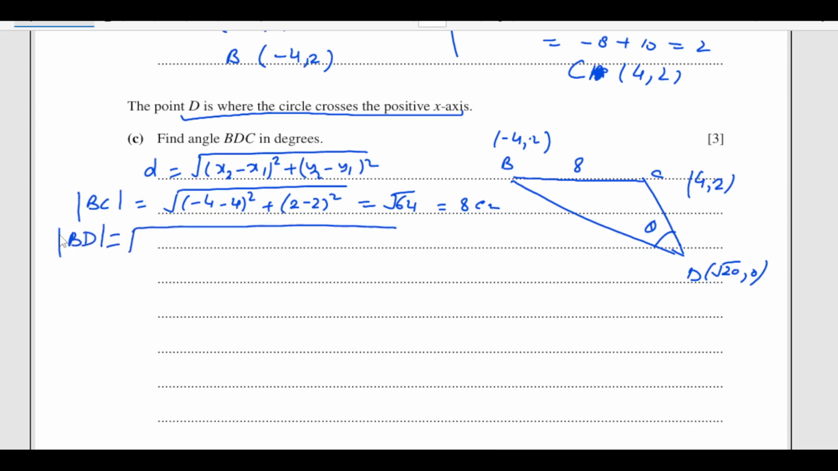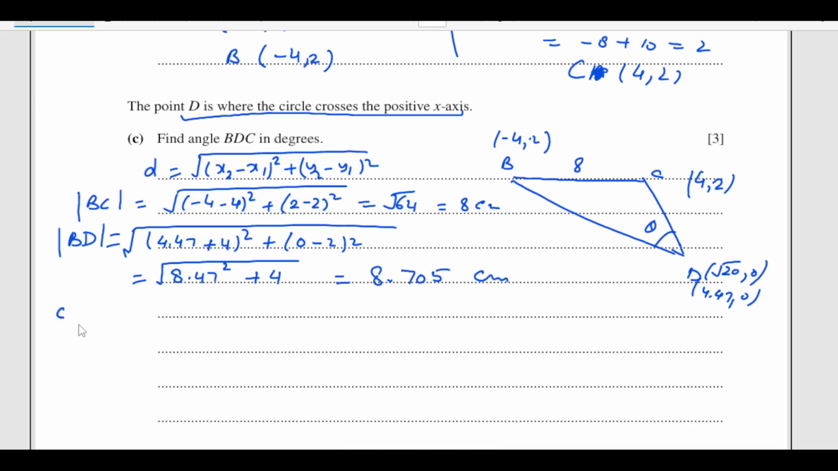Then we are looking for BD. BD is going to be, okay, square root 20 is 4.47 and 0, right? So I will use that decimal. 4.47 plus 4 squared plus 0 minus 2 squared. This is equal to 8.47 squared plus 2 squared is 4, and the square root. This comes out to be 8.705, right, centimeters.